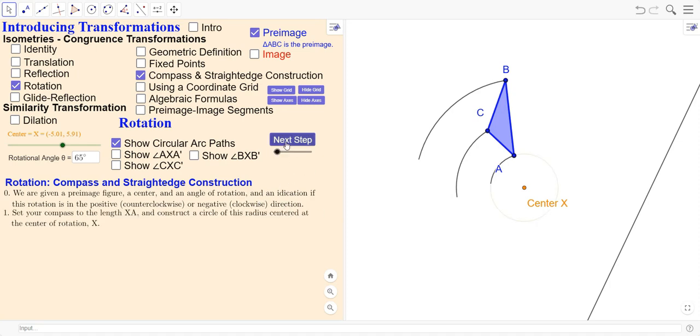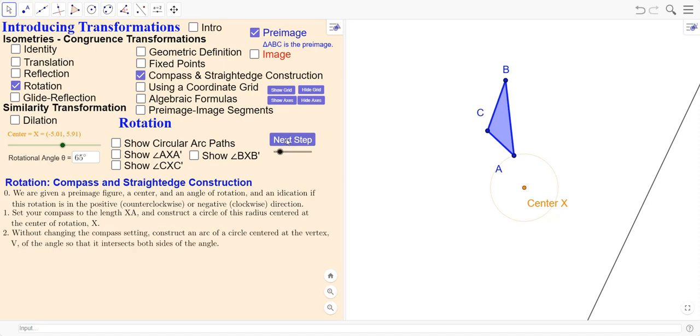All right, so we start with the center and an angle. So what we do is we set our compass at the center and then make it go through point A, our preimage. And we draw the circle, or at least enough of the circle to go the 65 degrees this way.